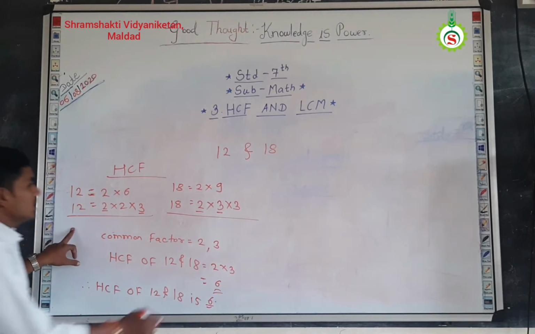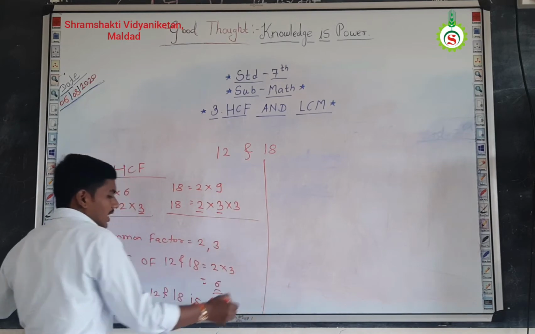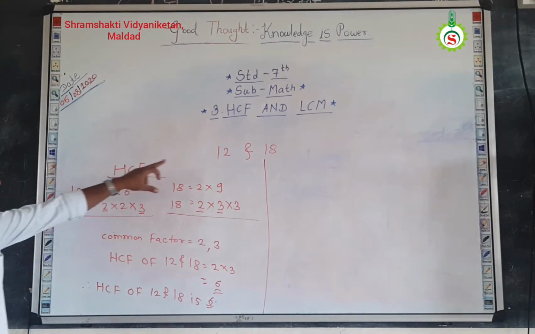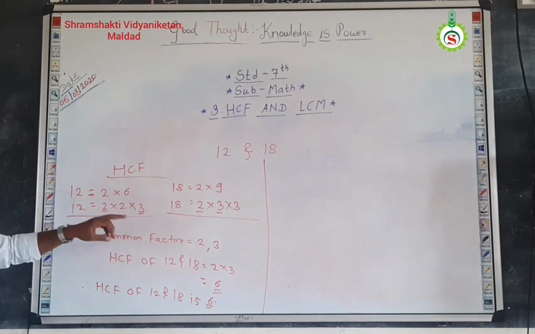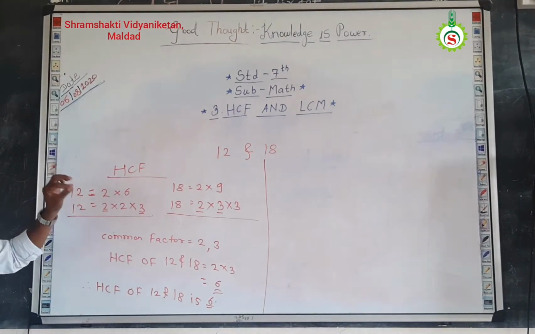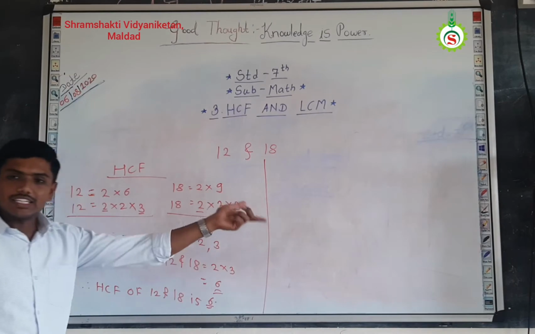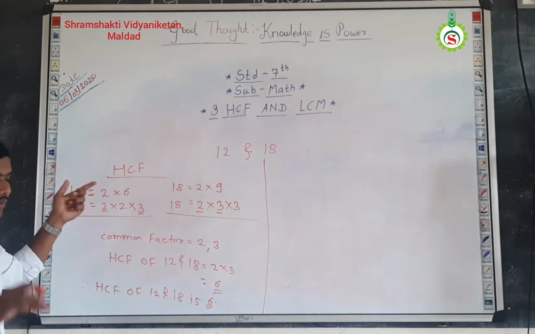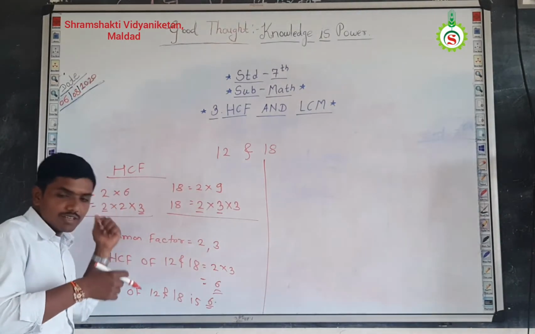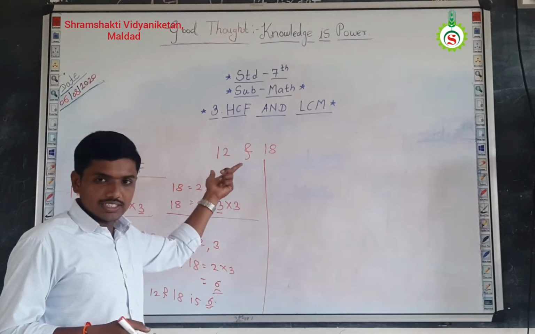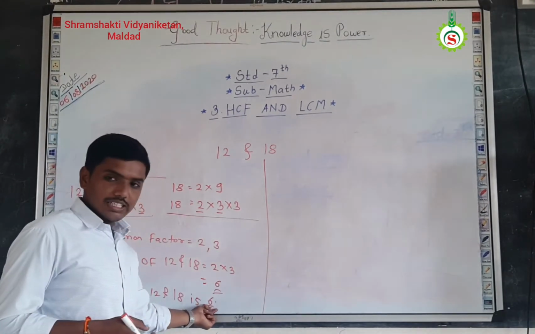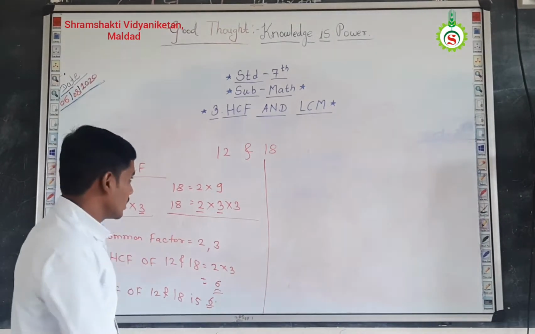Okay, this is the method to find out the HCF of the given numbers by factorization. You can also use the division method. You will get the same answer by the division method. Now, how to use the division method, I have taught you in the last lecture. You can also practice the division method for the same numbers. You will get the same HCF from the division method also.